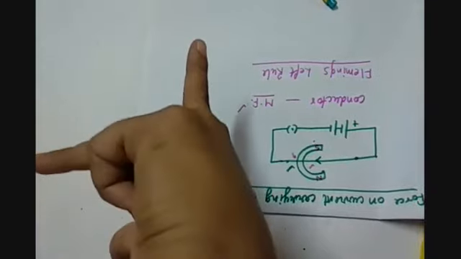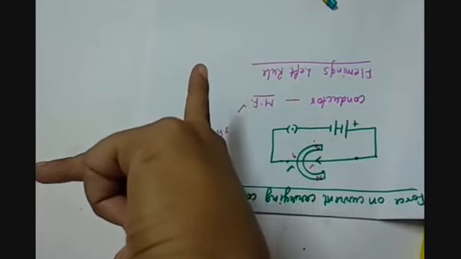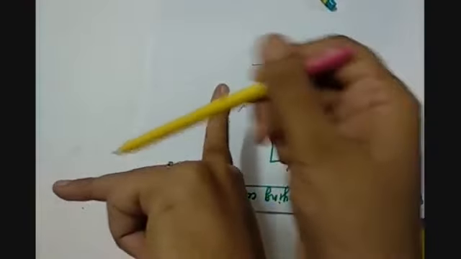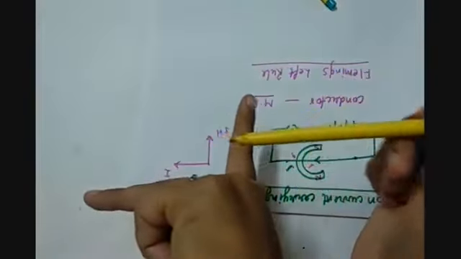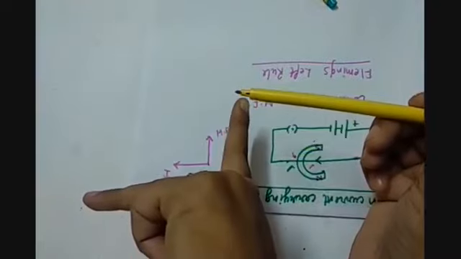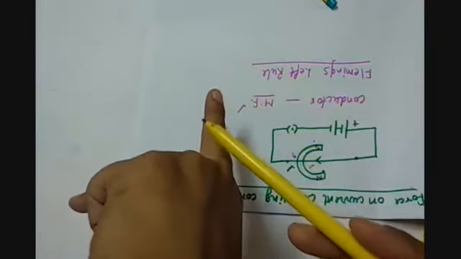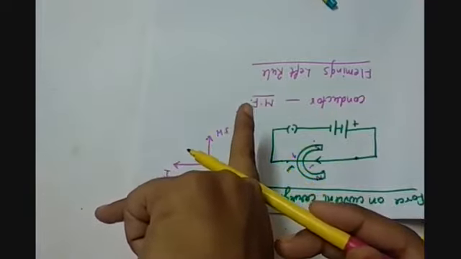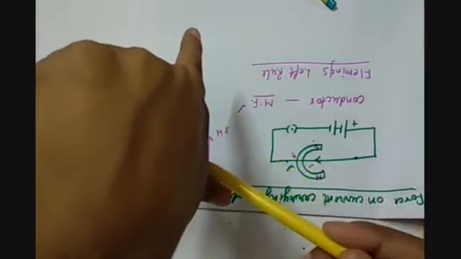which is having the thumb, first finger and the central finger mutually perpendicular to each other, then my central finger is giving the direction of the current and my first finger is giving the direction of the magnetic field. So my thumb should give the direction of the force exerted on the conductor. So it is pointing downwards.